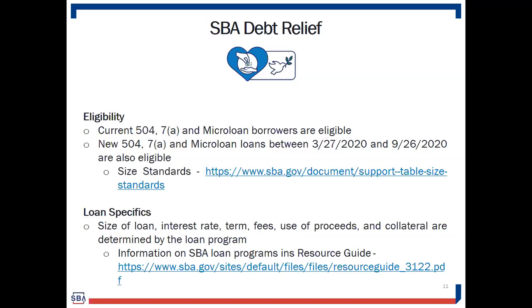And as you can see, the collateral required for each of those different types of loans is going to be a little bit different. In the case of the 504, the collateral is going to be whatever you purchased with the project proceeds. In the case of 7A, it could be that, or it could be other business assets. And in the case of microloans, it's generally at the discretion of the microlender what they determine they need to have for collateral.